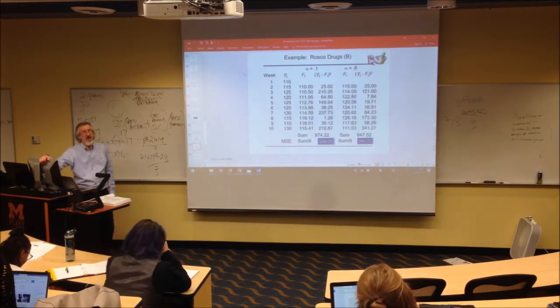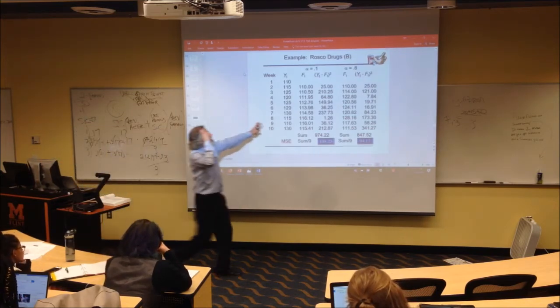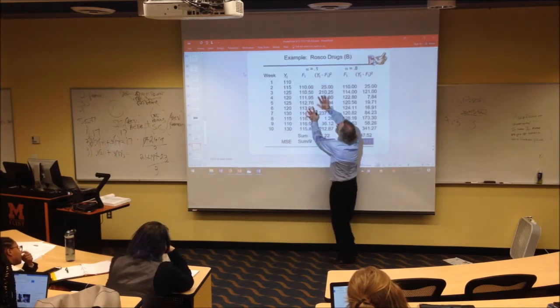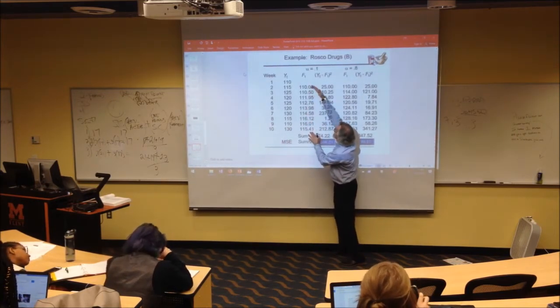You can't use the first forecast in exponential smoothing. Let me show you what's happening up here. All of this right here is when we're using the smoothing constant 0.1. Here's what we have here: 9 forecasts.